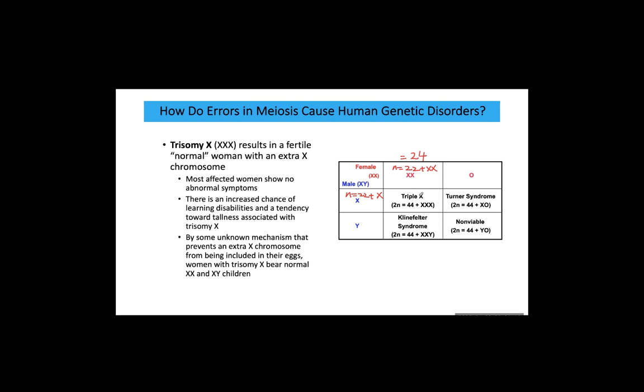It's a normal woman with an extra X chromosome, and there is no significant symptom that can be shown. There is an increased chance of learning retardation and then a tendency toward tallness associated with trisomy X. In other words, females with triple X are very, very tall. Women with trisomy X bear normal XX and XY children. So in terms of reproduction, there is not much problem. So one more time, trisomy has three copies of the X chromosome. The female is very tall, and the incidence of trisomy X is 1 out of 1,000.